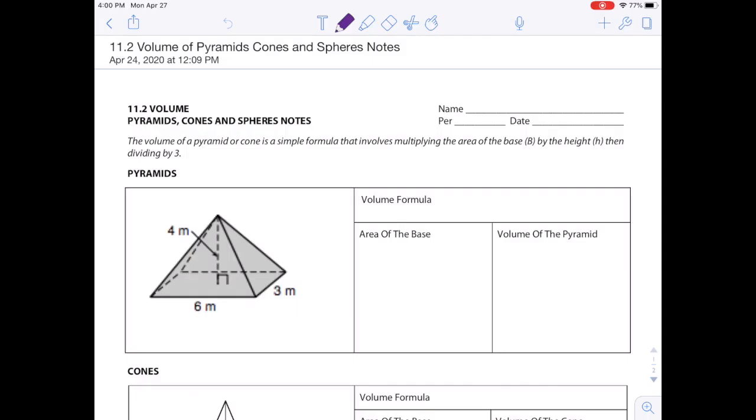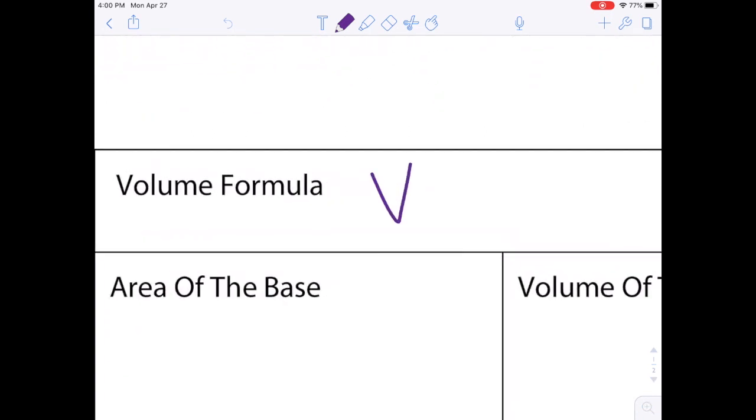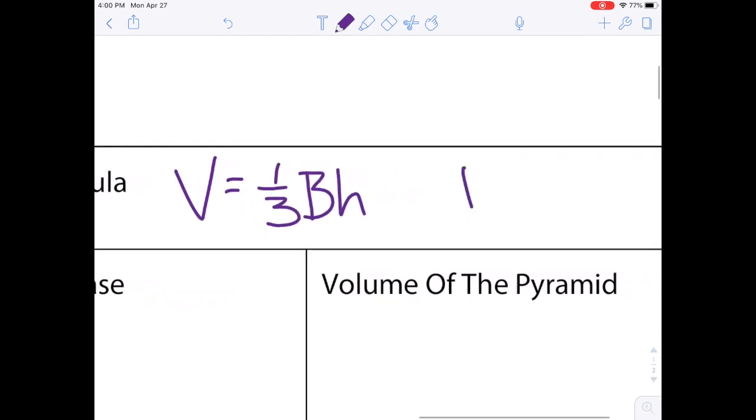Okay, and we're back. So you hopefully learned that a pyramid and a cone have basically 1/3 of the volume of a regular prism or cylinder. So that's where this formula comes from. We're doing 1/3 big B little h. And remember, big B stands for area of the base.